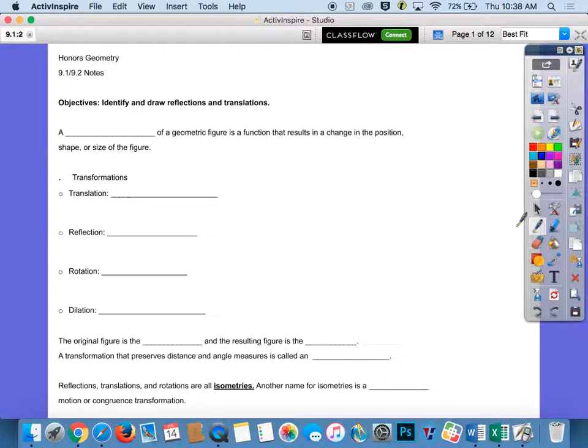So we're going to go ahead and get going on our 9-1 and 9-2. 9-1 is going to be a review of reflections, and 9-2 is going to be a review of translations, and we're going to just take it a little bit further than we took it before. All right, so the first thing we'll do is go through some vocab.